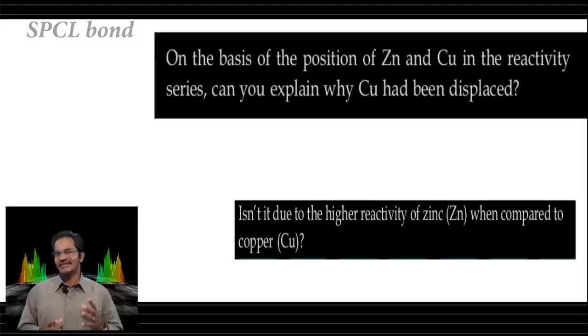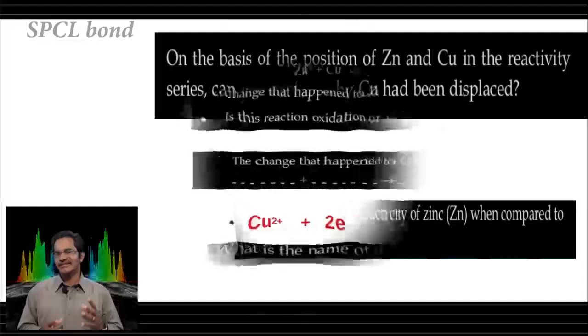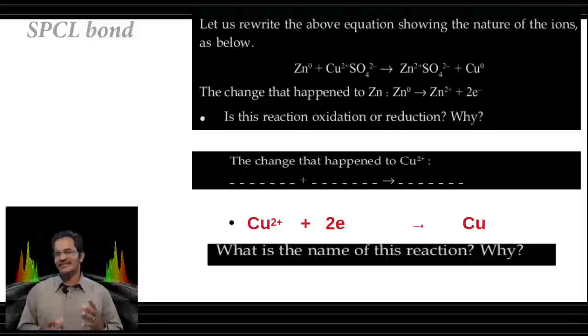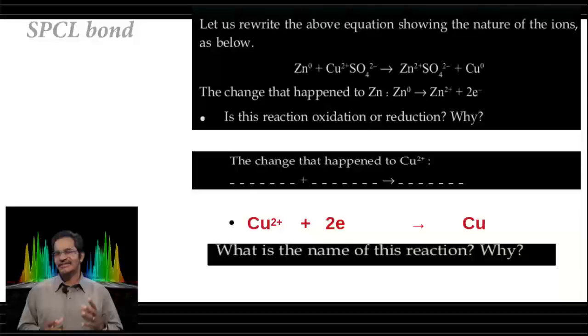Is it clear? It is due to the higher reactivity of zinc when compared to copper. The reactivity of zinc is more than that of copper, so zinc can displace copper from copper sulfate solution. So the electrochemical series helps us to explain this type of reaction. Then let us rewrite the above equation showing the nature of the ions as below. You write the equation again.